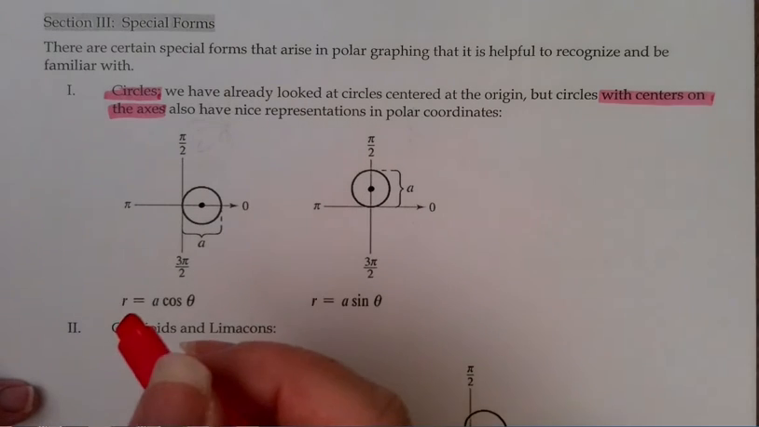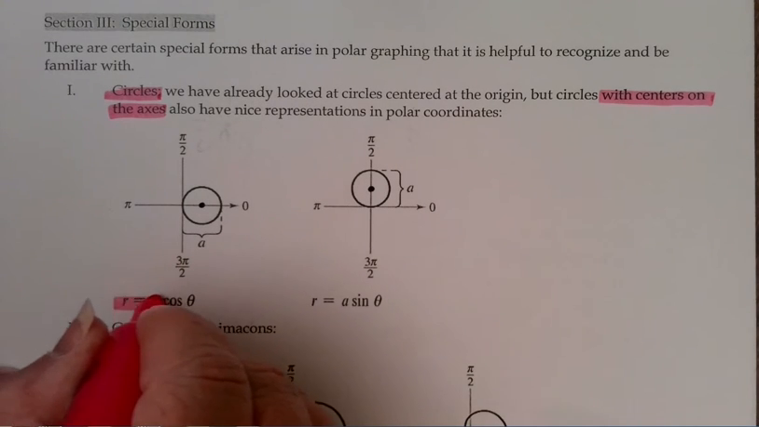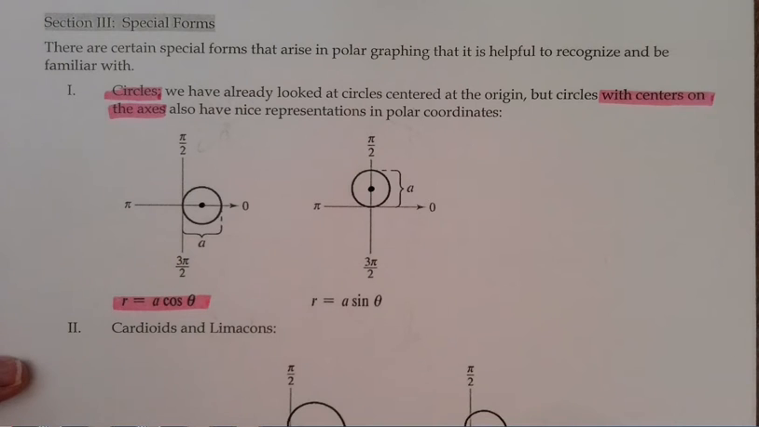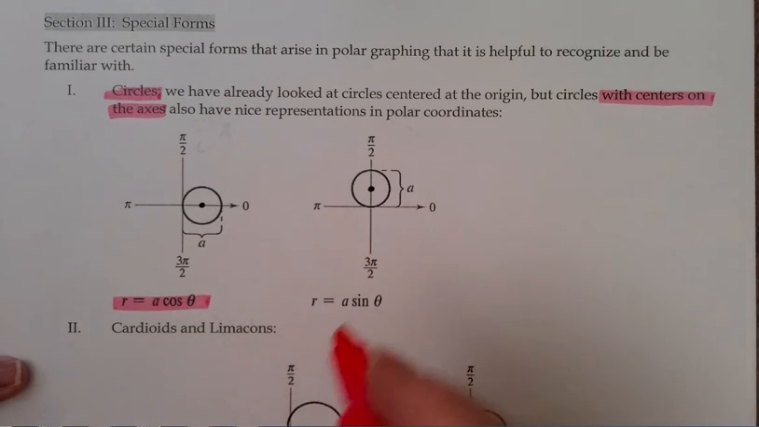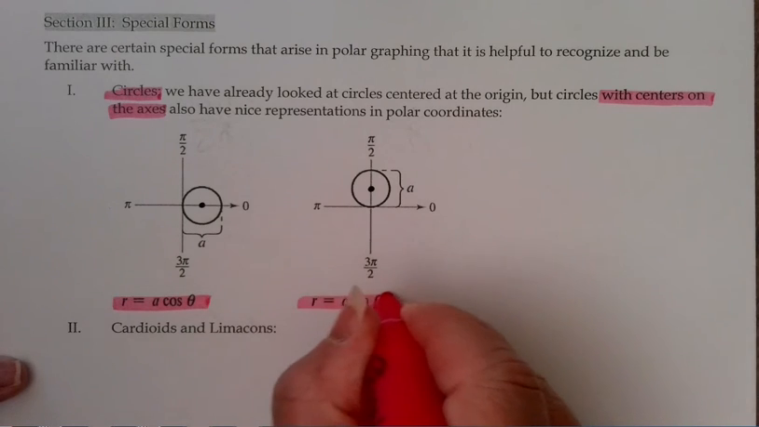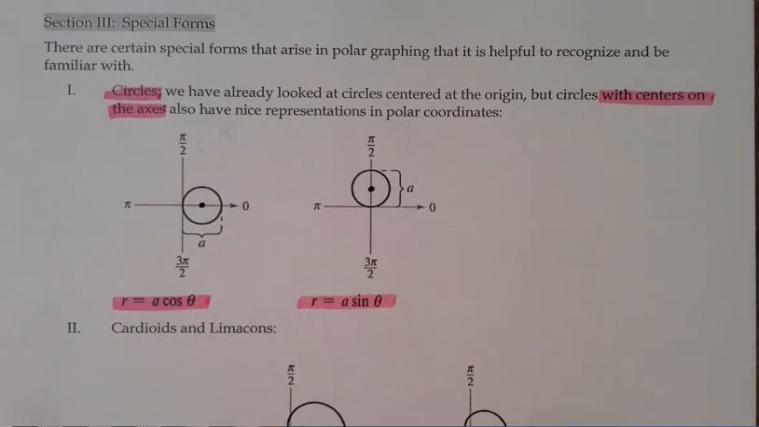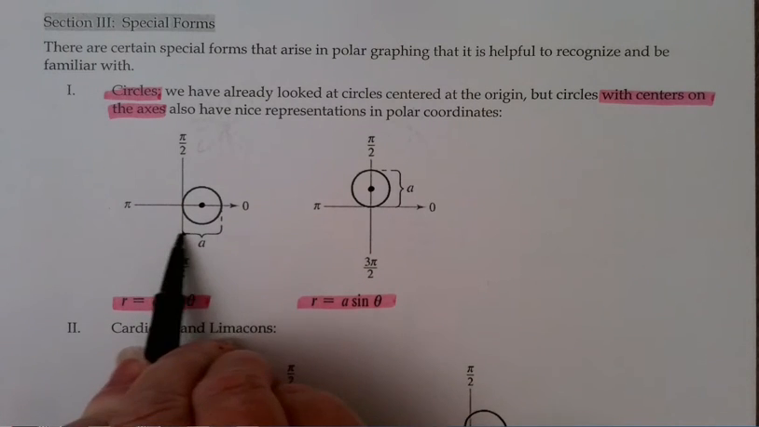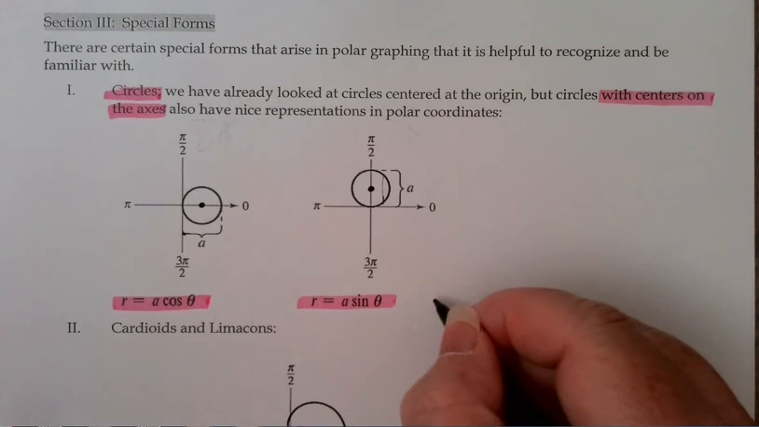The equations of these circles are either r equals a cosine theta, those will have center on the x-axis, or r equals a sine theta. Those will have center on the y-axis. A here, notice, is actually the diameter of the circle.